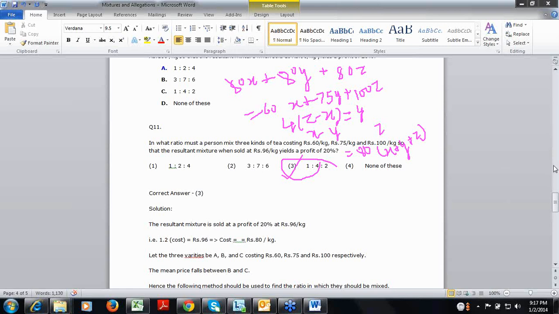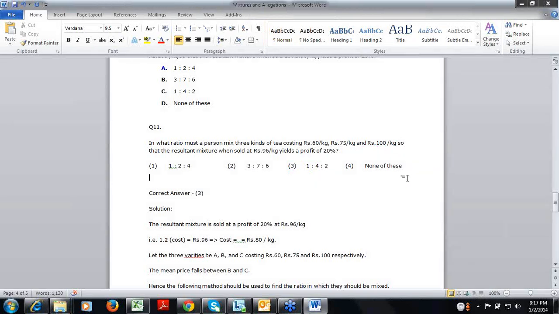Anybody has an issue? Okay, Shashank has got it right. Veenal has got it right. Okay. Let's move ahead to the last question for the day.